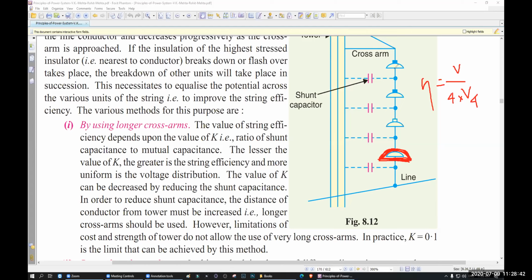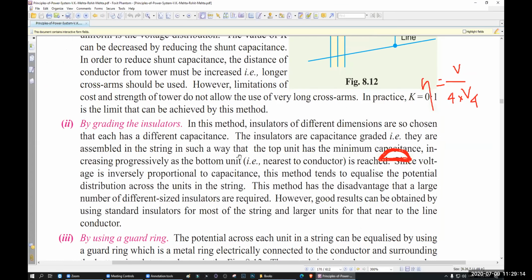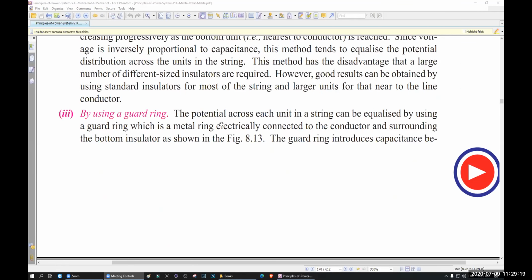By this method, you are only making two sizes of disk, a small size and a big size, that's it. But if you grade sequentially, you have to make small, medium, large, extra large, something like that. Making different sizes of insulators is expensive. That's why you will only make two sizes of insulators. Most of them will be small, few of them will be big. So that is called grading the insulators. Now the next method will be by using the guard ring.